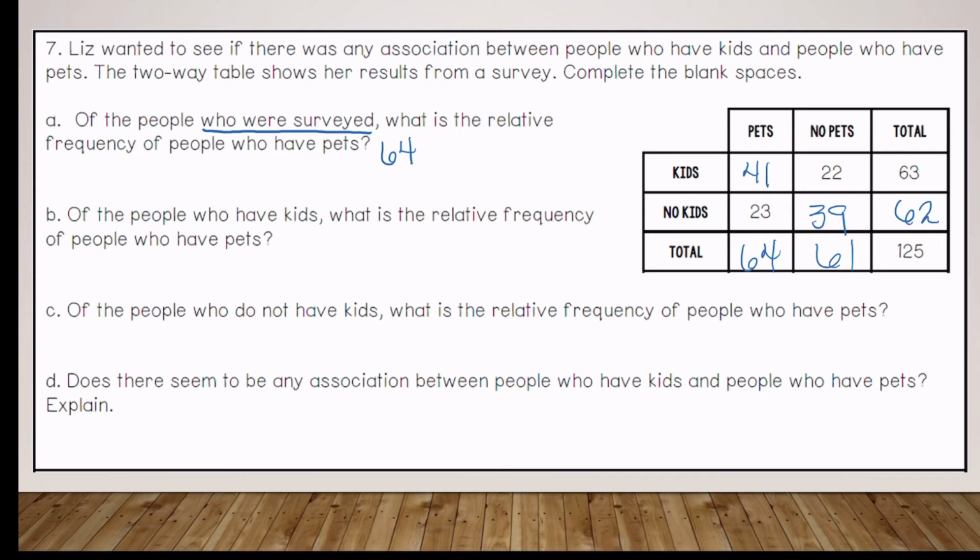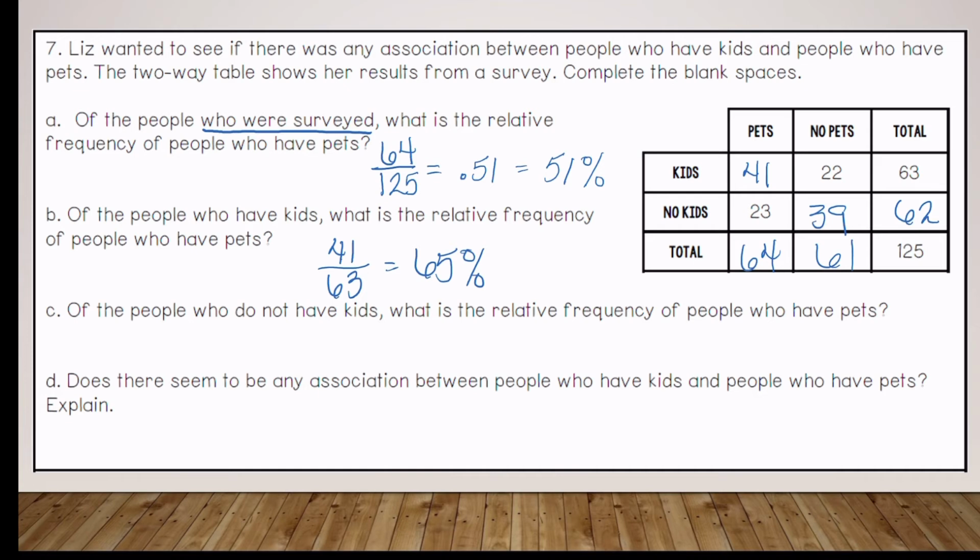What is the frequency of those that have pets? So there's 64 that have pets out of the 125. When I make this a decimal, it's 0.51, which is 51%. Meaning just about half, a little over half, have pets. But of the people who have kids, the relative frequency of those that have pets is 41 out of 63 this time, which is 65%. So we need to compare those that have pets with those that have pets and kids, okay?